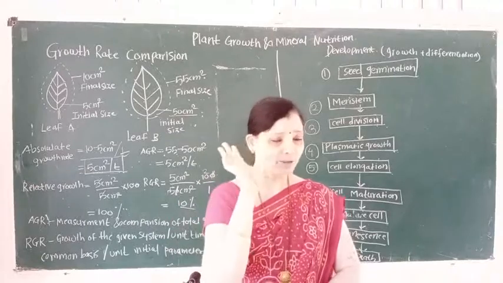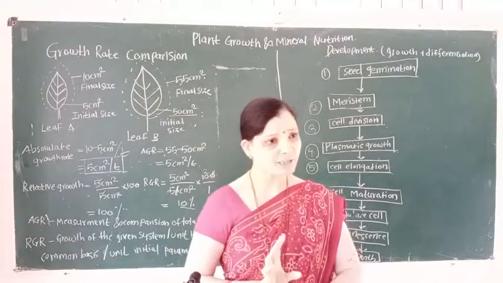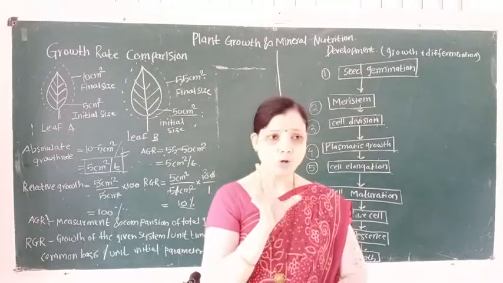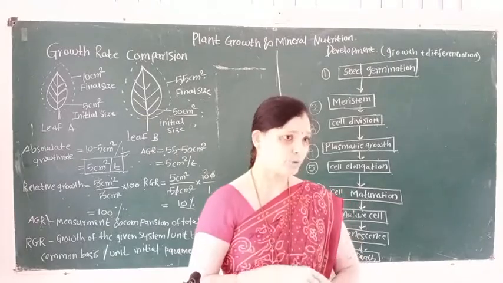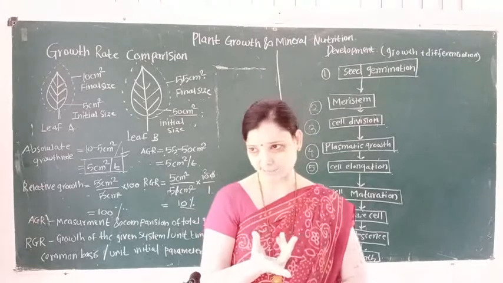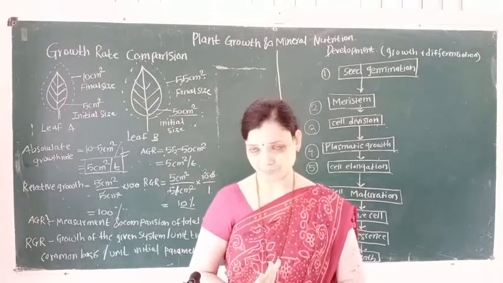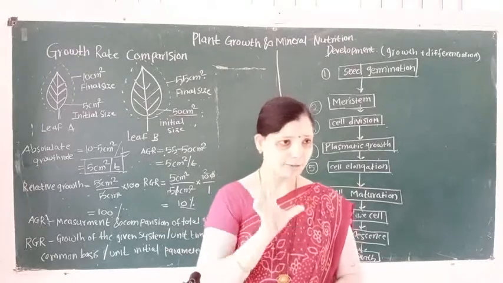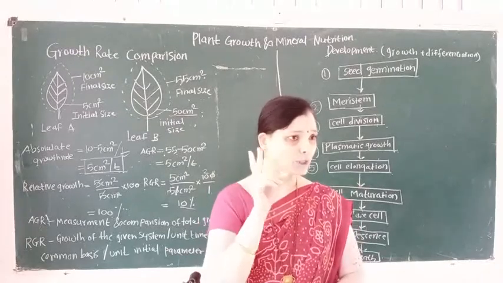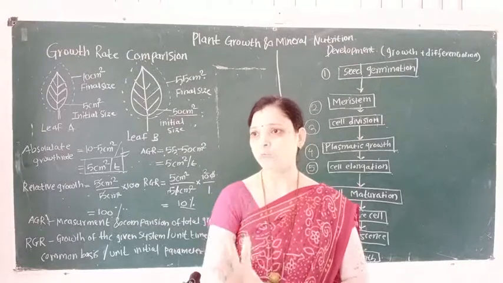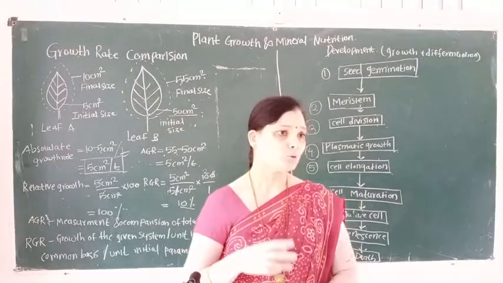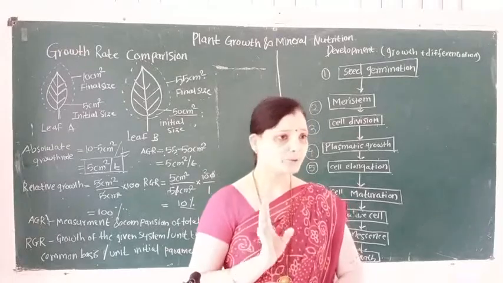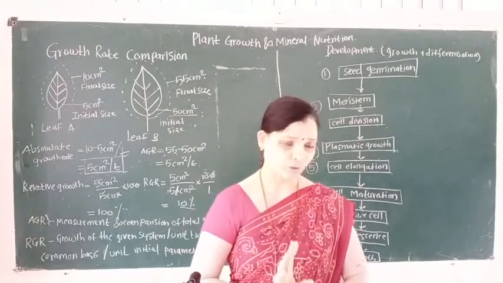Then, what is cell division? Cell division means formation of 2 or 4 daughter cells from a pre-existing cell. That is, one cell undergoes division and forms 2 or 4 daughter cells. You know the types of cell division in eukaryotes: amitosis, mitosis and meiosis.